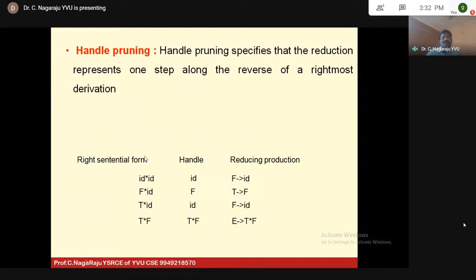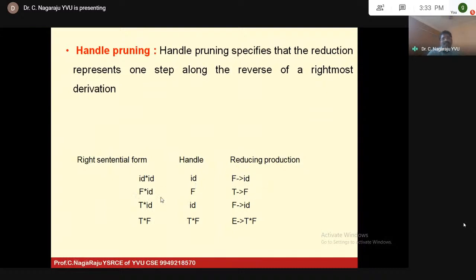For example, write the right sentential form for the given expression id star id. Already I explained that input string. From this, first, what character do we have to take? Suppose we take this id, then the handle is id. That means this is assigned to id. So in the reduction process, id is replaced with F.